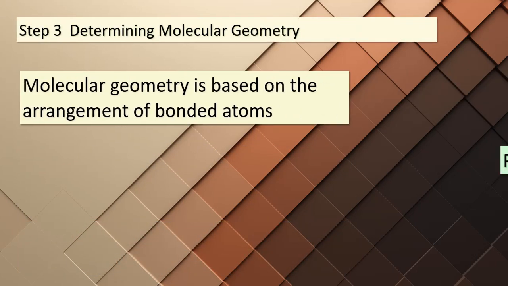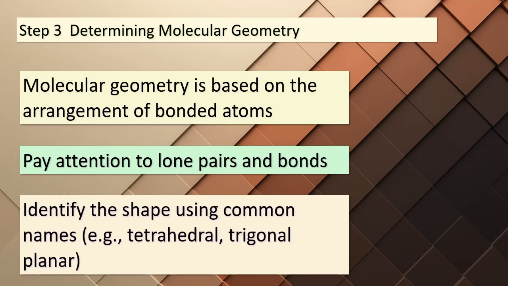Alright, time for the third step, my inquisitive learners. We're diving into molecular geometry now. This is where we look at the arrangement of atoms, both bonded and lone pairs. What's crucial here is to recognize the shape using common names like tetrahedral or trigonal planar. So, just like sculptors, we're carving out the actual shape of the molecule.